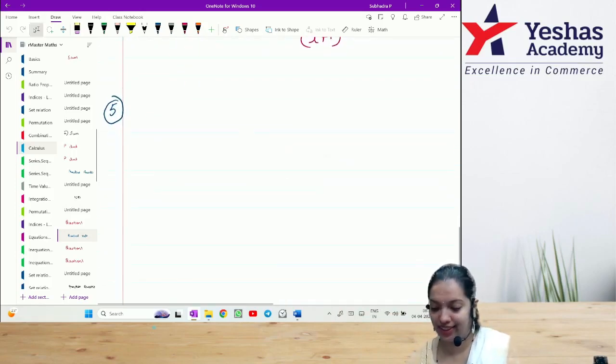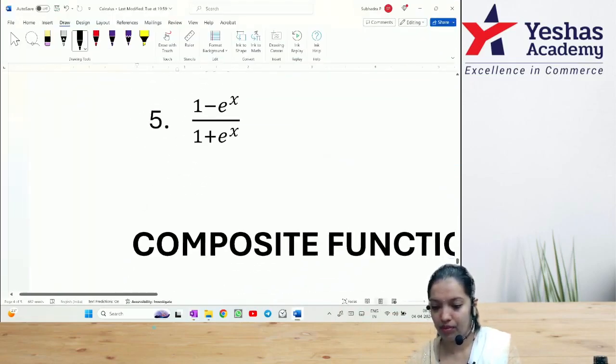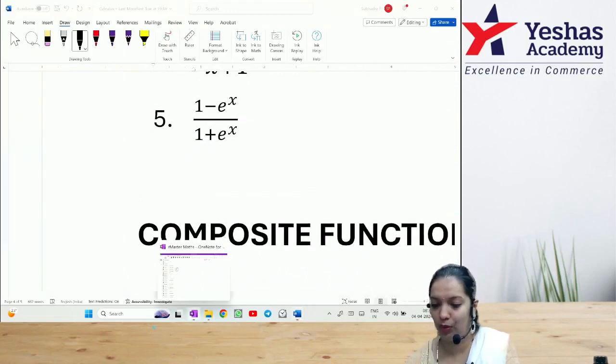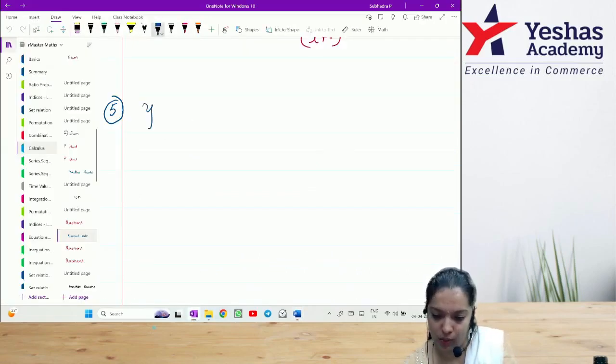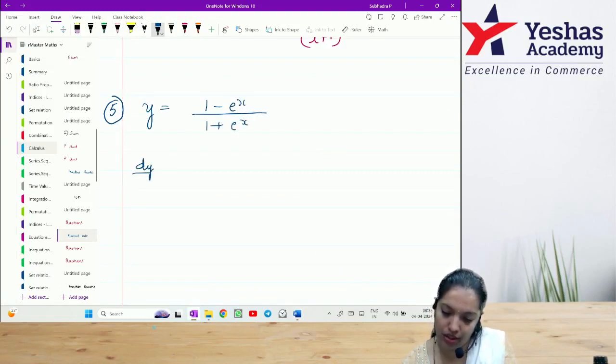But anyway, fifth one. 1 minus e power x by 1 plus e power x. y is equal to 1 minus e power x by 1 plus e power x. So, derivative of y with respect to x is equal to.